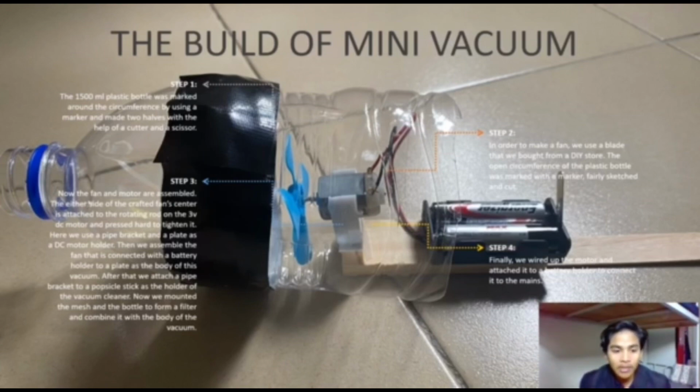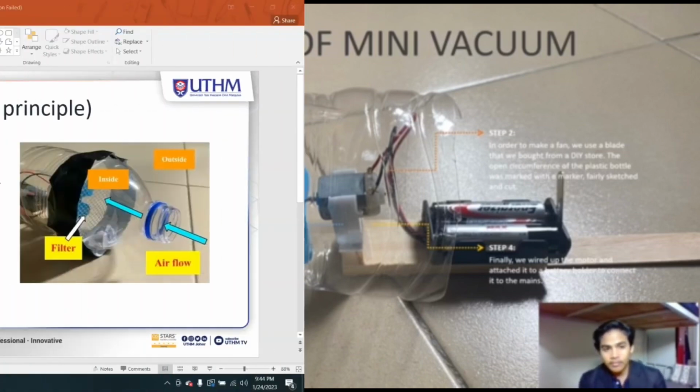Then we assemble the fan and that is connected with the battery holder to a plate as the body of this vacuum. After that, we attach a pipe bracket to a Popeye stick as the holder of the vacuum cleaner. Now we mount the mesh and the bottle to form a filter and combine it with the body of the vacuum. And finally, we wire up the motor and attach to a battery holder to connect it to the main.